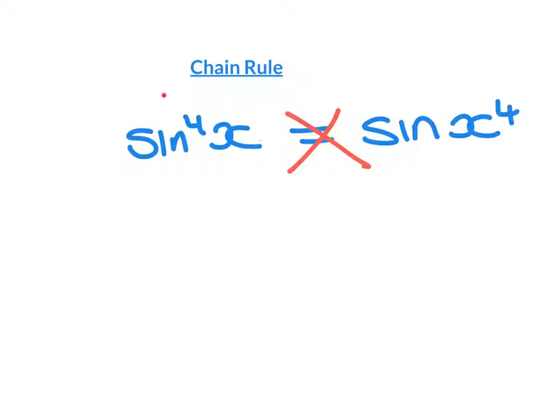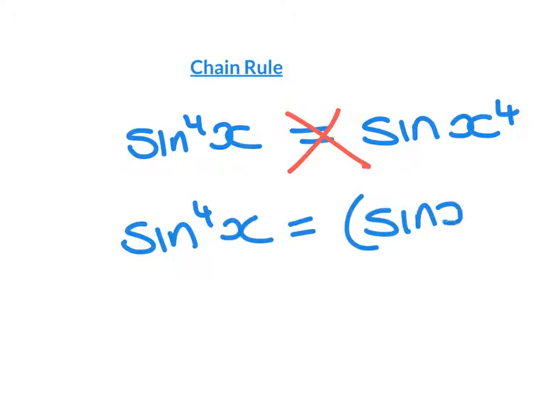This one on the left is a composite function that we'll be dealing with more often, and we can rewrite it with brackets, because that always helps us when we're using the chain rule. It's the same as sine x all raised to the power of 4.